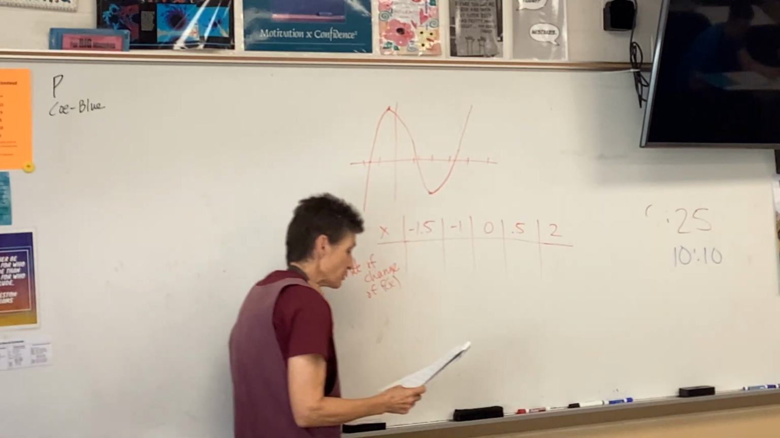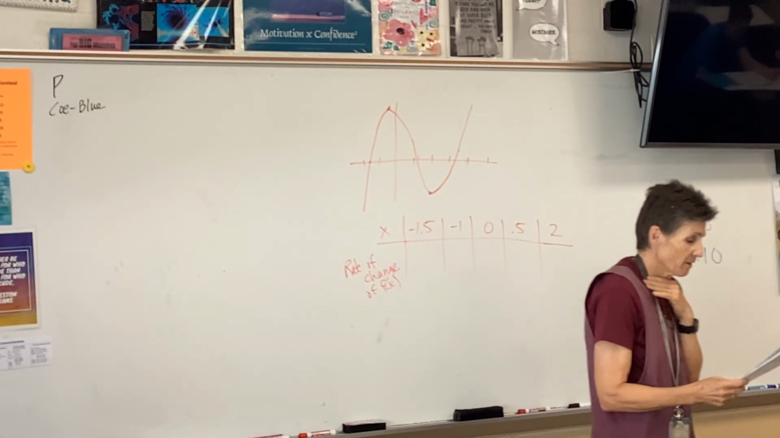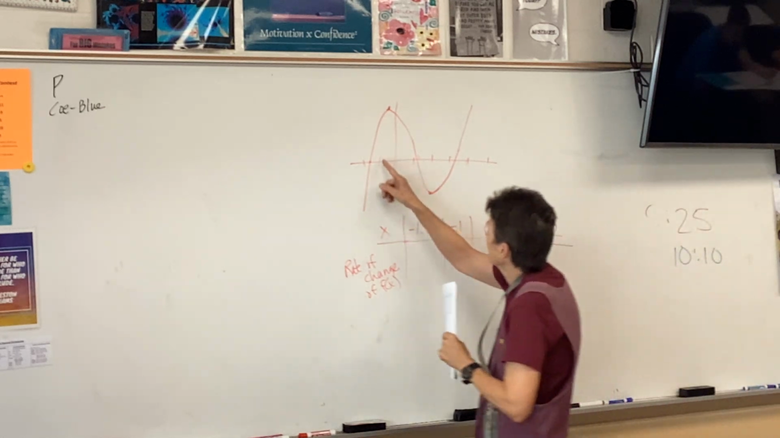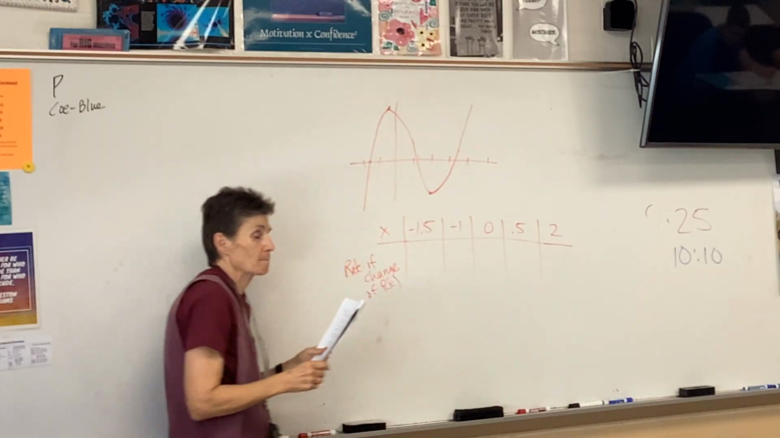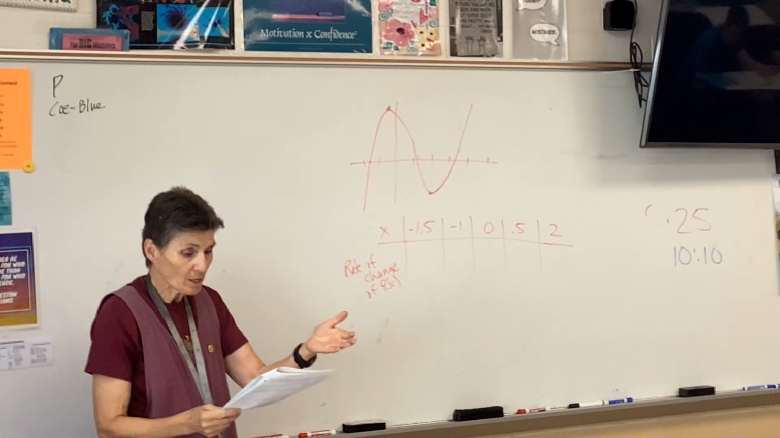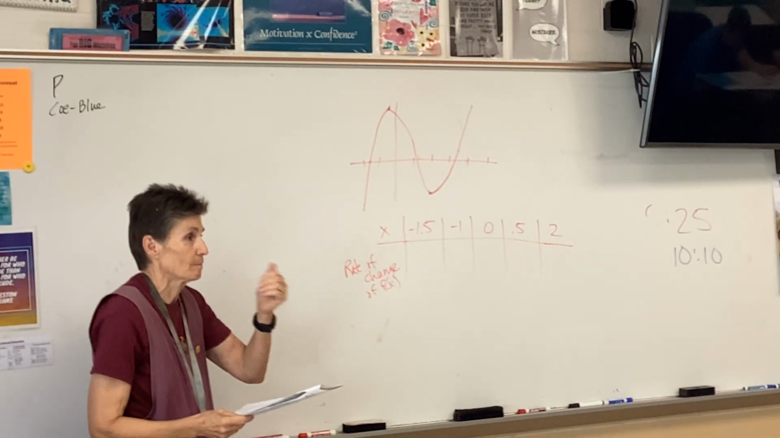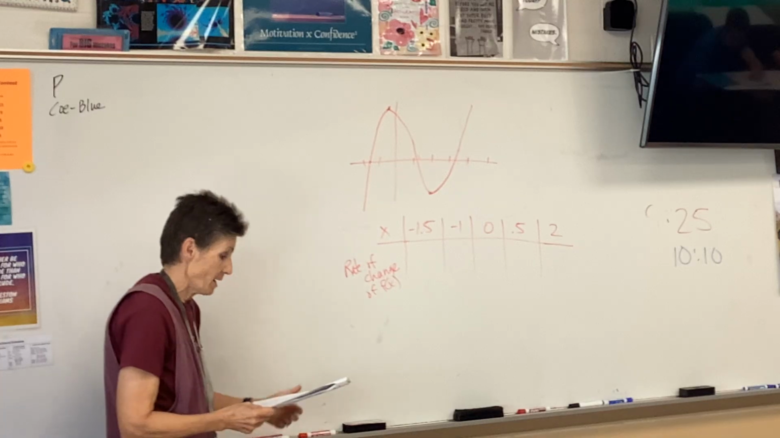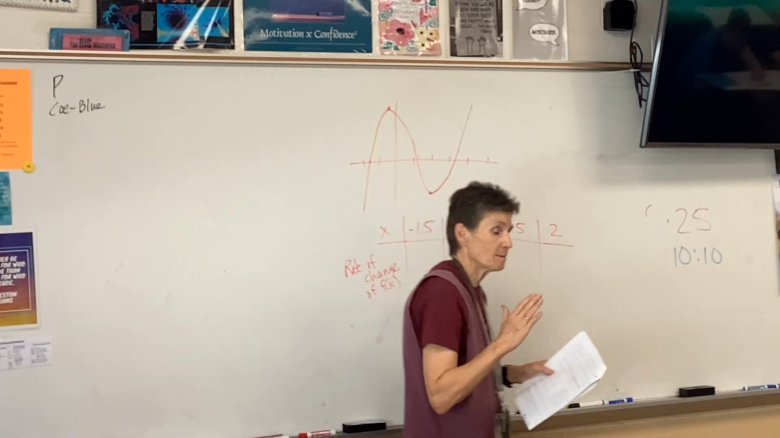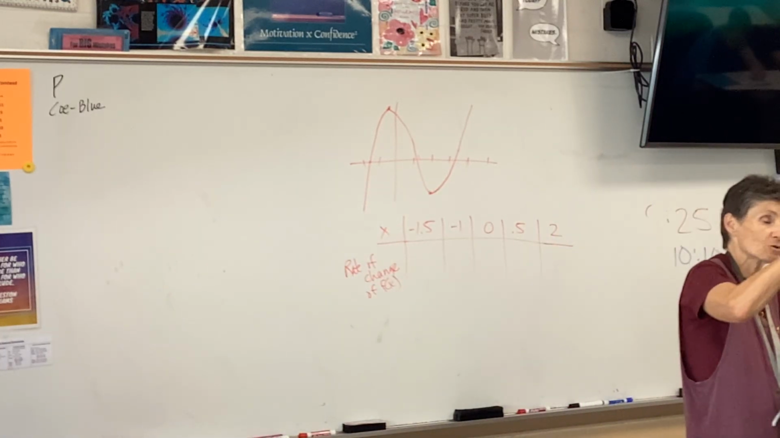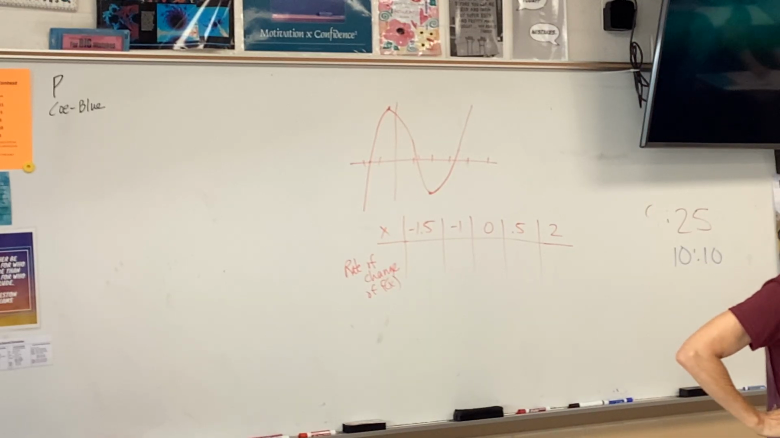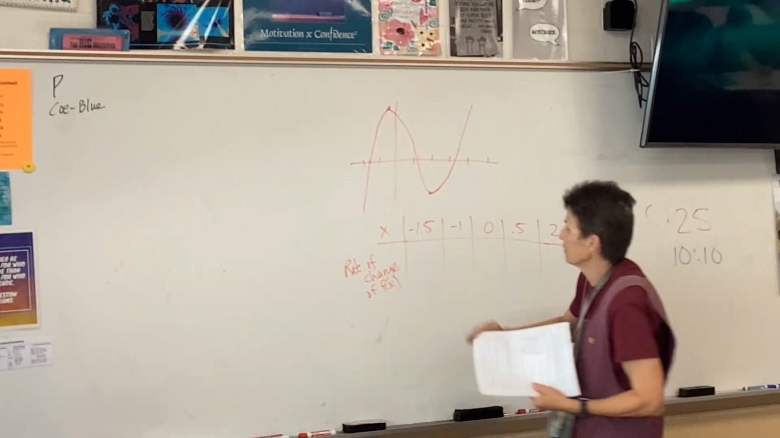All right, what did you think about number one? Is the function increasing or decreasing at x equals -1? What did you say? Increasing. Yeah. And how do we know? How do you justify that answer? The slope is positive. Increasing means you're going up. Think about that. That means your slope is positive. Very good.